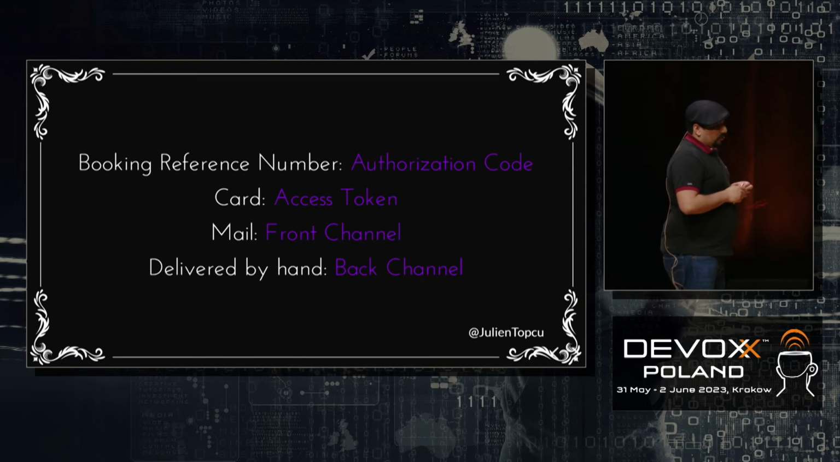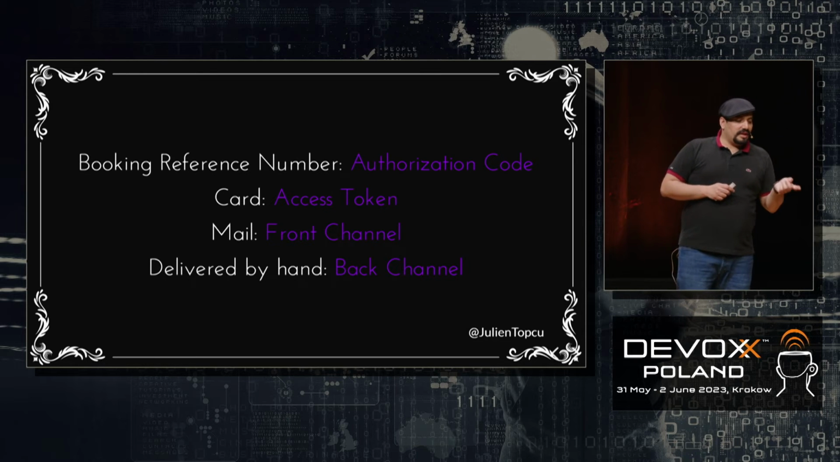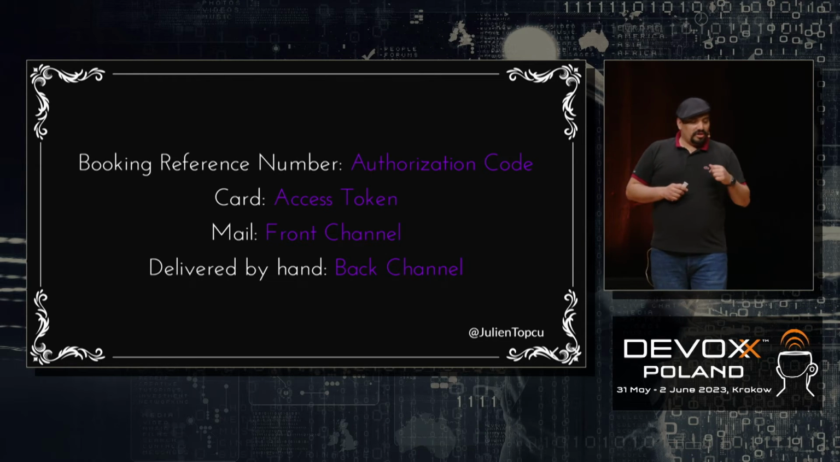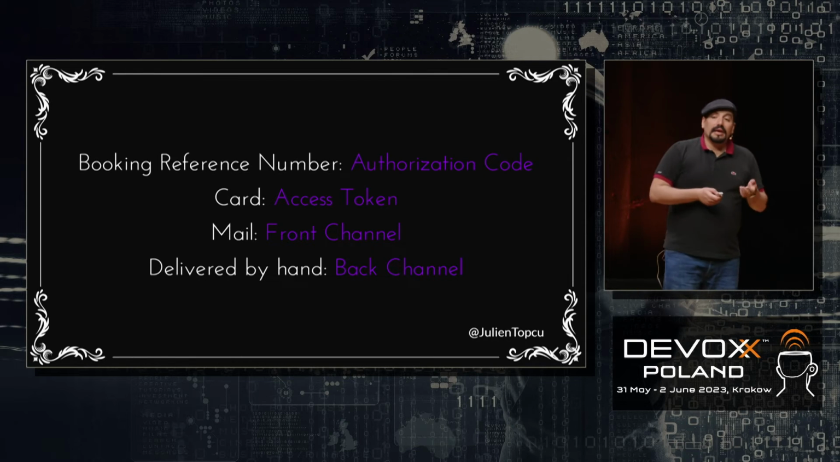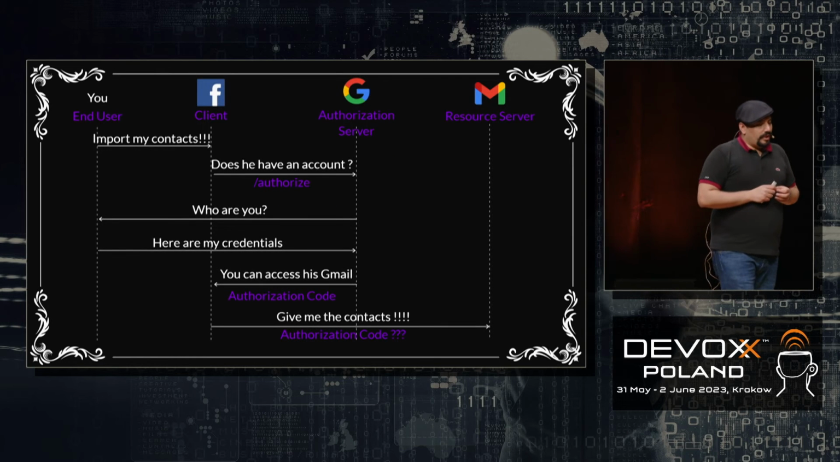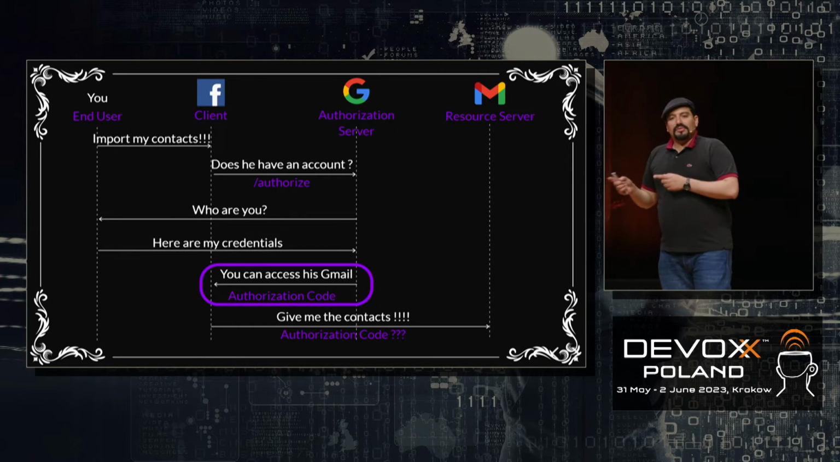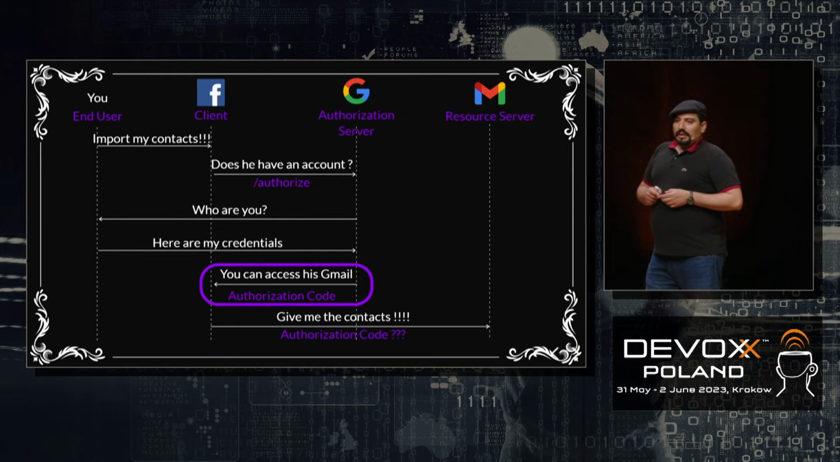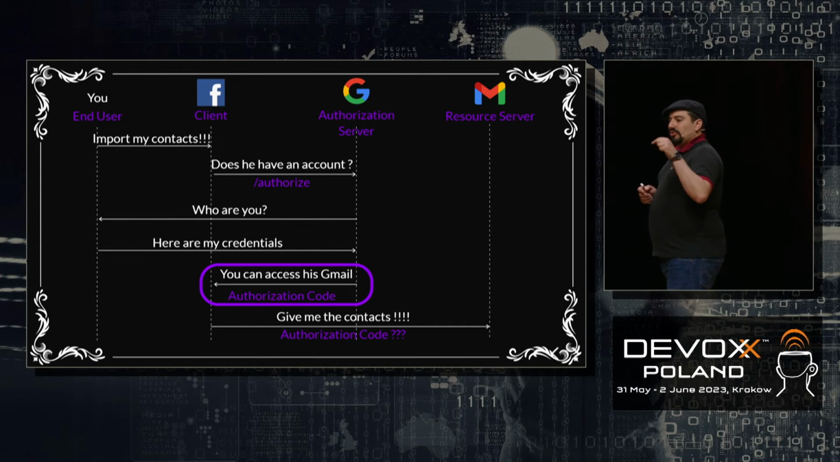OK, so to sum up here, the booking reference number was the authorization code, the card, the access token, the mail, the front channel, and the fact that we deliver the access by hand is the back channel. So where does it happen in real life? This is when Google redirects you back to Facebook. Because here, it will put the authorization code in the URL.